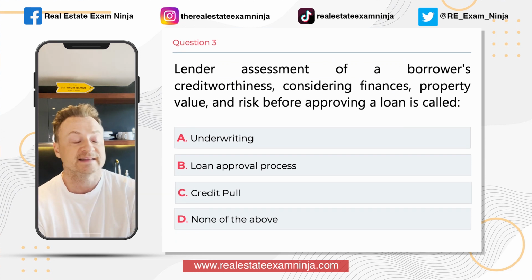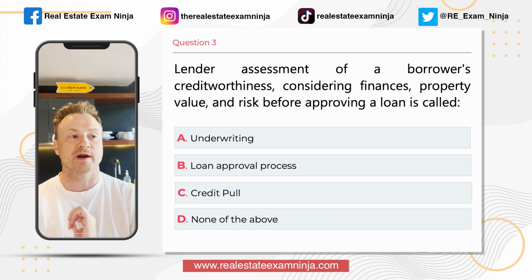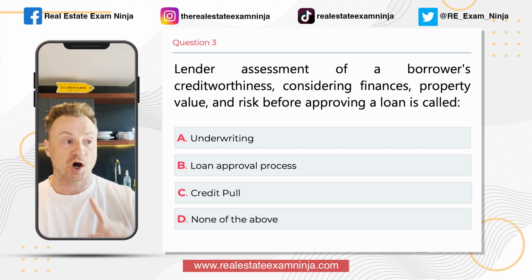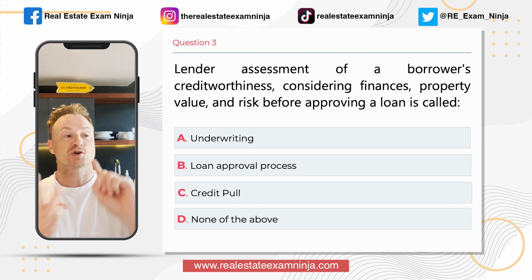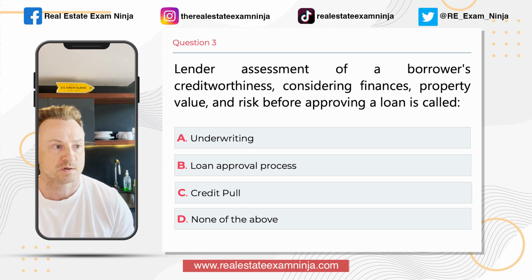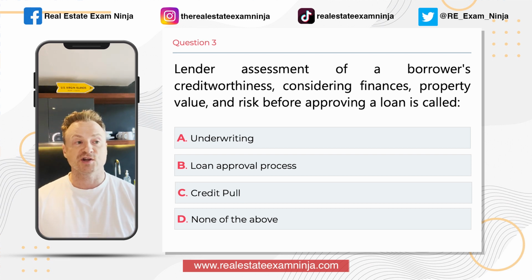Next, lender assessment of a borrower's creditworthiness that considers finances, property value, and risk before approving a loan is called underwriting, loan approval process, credit pull, or none of the above. What do you guys think? The lender assessment of a borrower's creditworthiness.